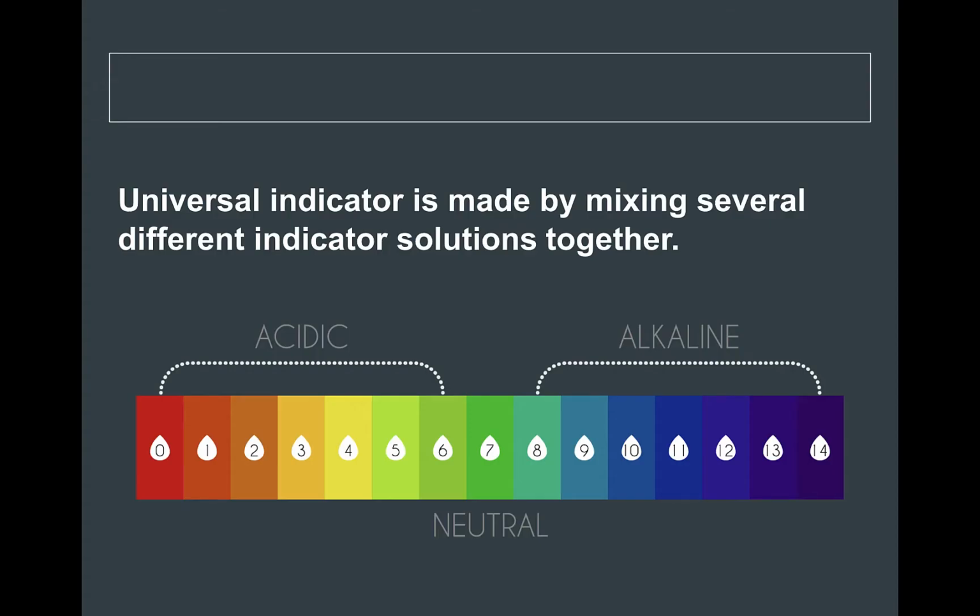There's also something called universal indicator, which is made by mixing several of the indicator solutions together. This can be useful if you really aren't sure what the pH is. This changes over a range from 0 to 14. You can see that they tend to be reds, yellows, and oranges when they're in the acidic range. They're green when they're neutral, and then they tend to be blues and purples when they get into the alkaline or the basic range. So this is useful if you're really not sure what the pH is, because this will kind of put it into a category. And again, those pH values are an estimate.